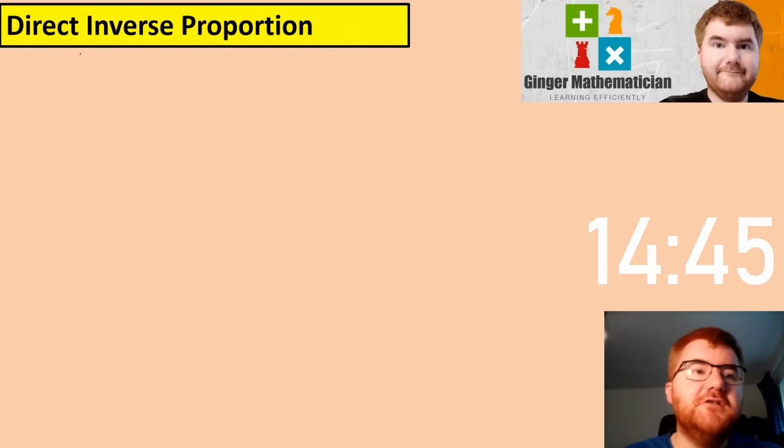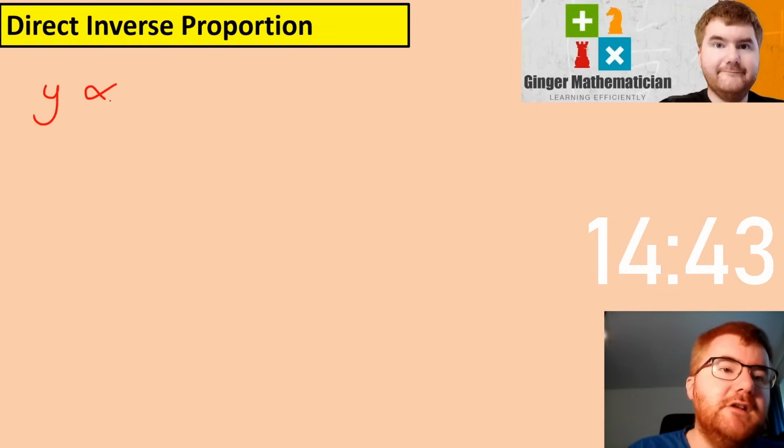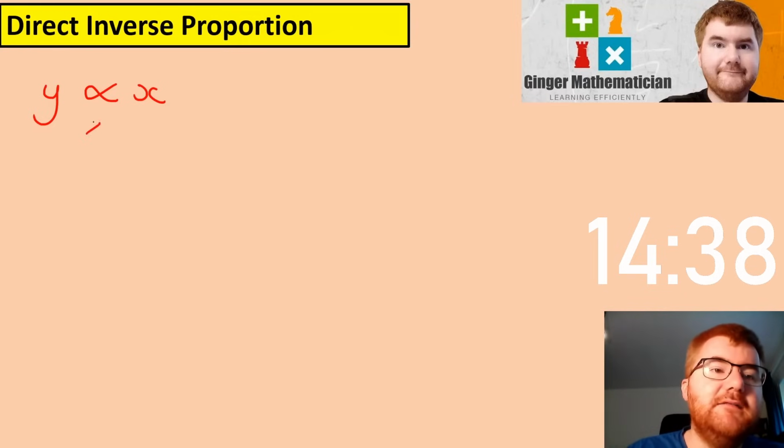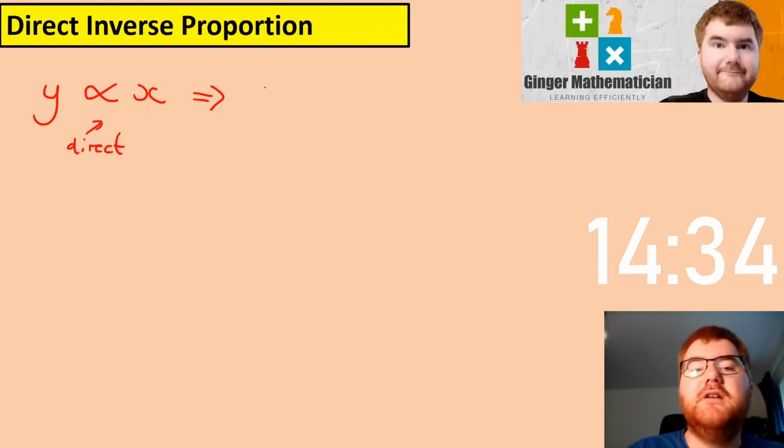Direct inverse proportion. So this is when you have the fish symbol. So something that looks like this. So y in this case is directly proportional. So this is direct proportion. And we can write this as an equation. We can write this as y equals kx.